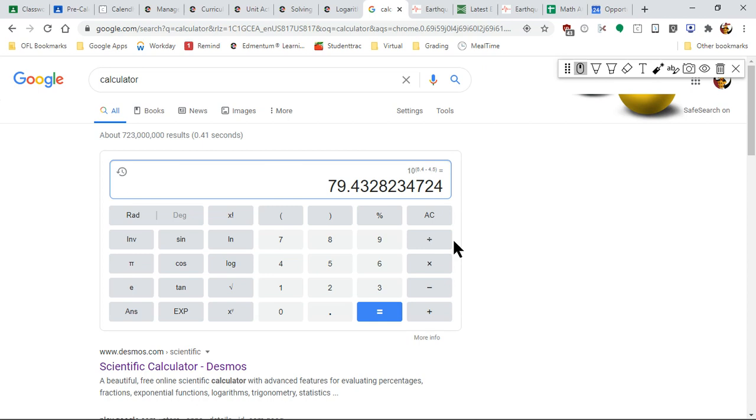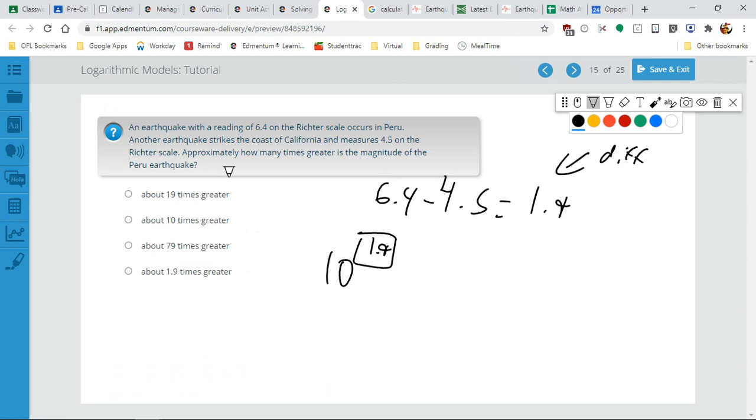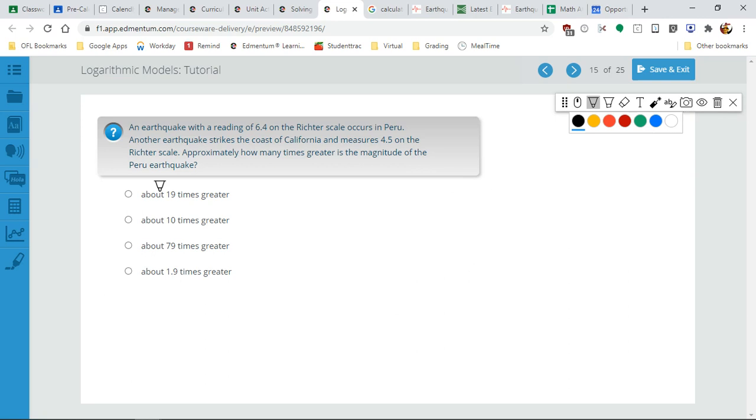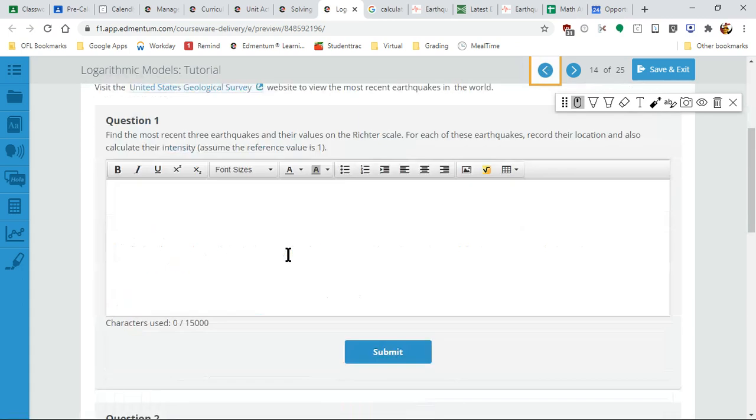So we get that 79. We can let the calculator do everything, but again, if you guys aren't sure, you can make the difference yourself. And you can do this 10 to the power of 1.9, and you'll still get the same answer. Does that make a little more sense on how to figure out the difference in Richter scale? Cool. So that's what we're doing here. We're basically doing more exponents for the Richter scale.